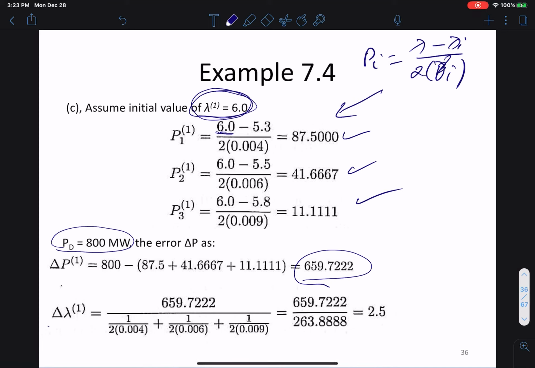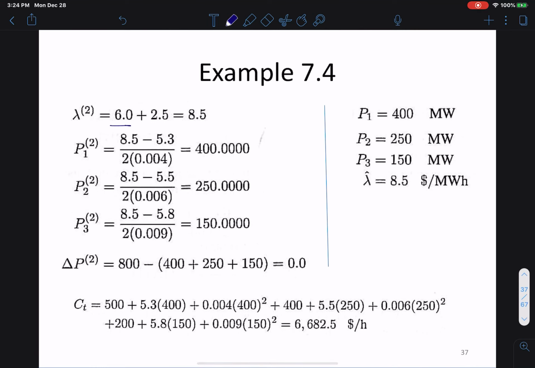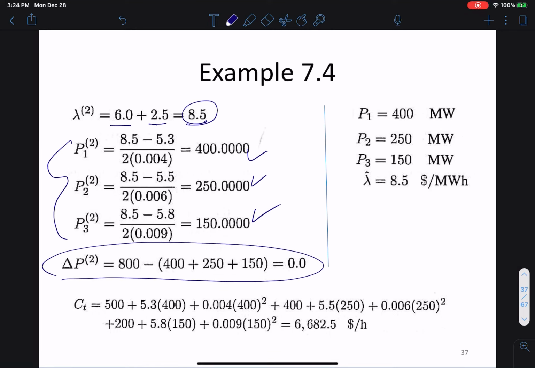So I'm going to find the first delta lambda 1, which is in the equation. That will give me the 2.5. I'm going to add this one to my estimate value to find the next one. So here is my estimate value and the difference delta lambda for the next one. With that, if I go back again, I see that I have all those power generations over here, and they match perfectly. That means my delta P is 0. That means it's a perfect match.